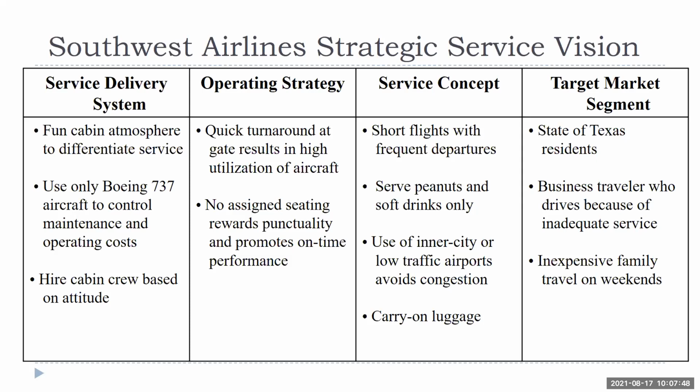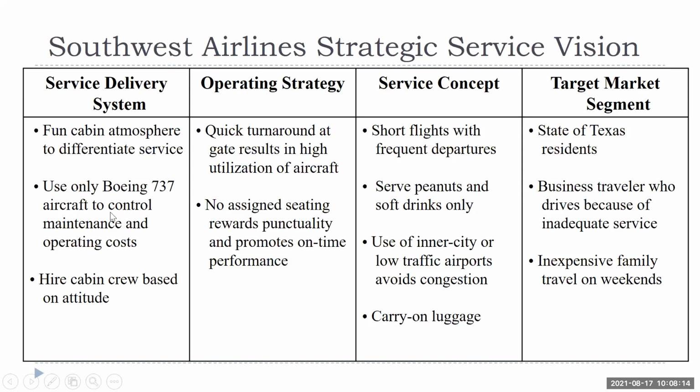Then how are you going to deliver what you promised? Fun cabin atmosphere to differentiate service. That is again the employee part, because that is how you'll attract, and that is one of the biggest parts rather than the physical infrastructure or the equipment part. Southwest Airlines is known for that friendly nature, a fun atmosphere inside the cabin. With the Boeing 737, exactly the same concept IndiGo did.